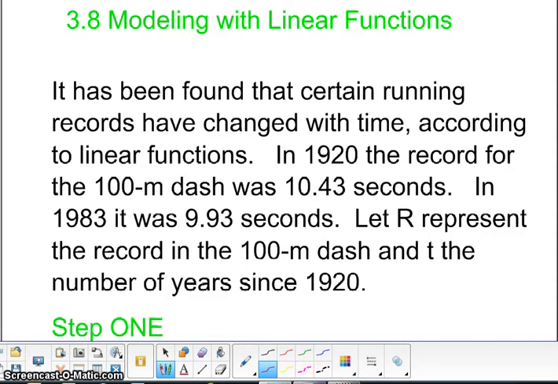Okay, so with the first problem that we want to go through, it has been found that certain running records have changed with time according to linear functions. In 1920, the record for the 100-meter dash was 10.43 seconds. In 1983, it was 9.93 seconds. We're going to let R represent the record in the 100-meter dash at T, the number of years since 1920. All right, step one, anytime you are given any type of data, look for ordered pairs.